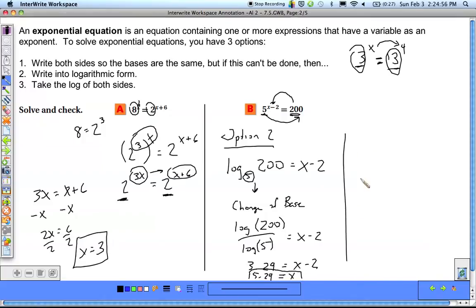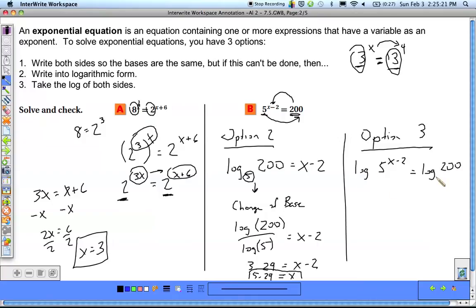Option number 3, which is a new option to us, is instead of going through and rewriting this into logarithmic form, we can go through and just take the log of both sides. It's kind of like subtracting x from both sides, dividing both sides by 2, we can just take both sides and write the log in front of it. This is taking the log of both sides. So log of 5 raised to the x minus 2 equals the log of 200.